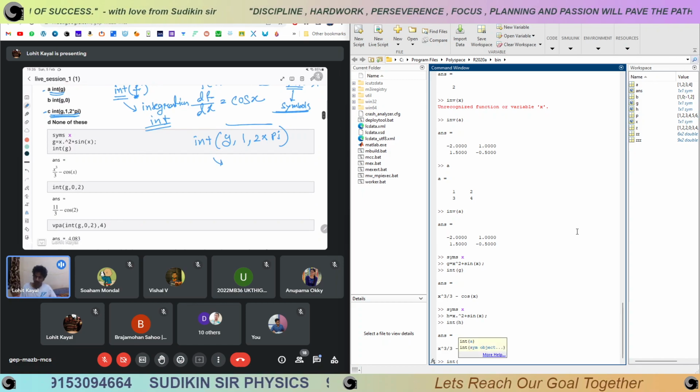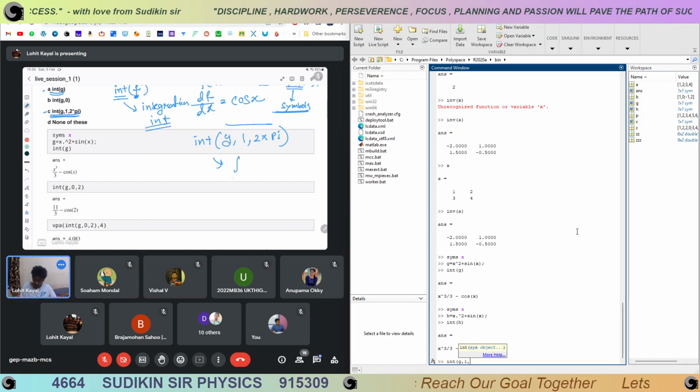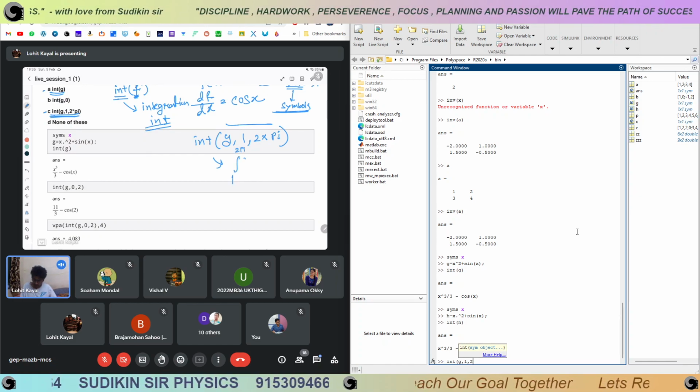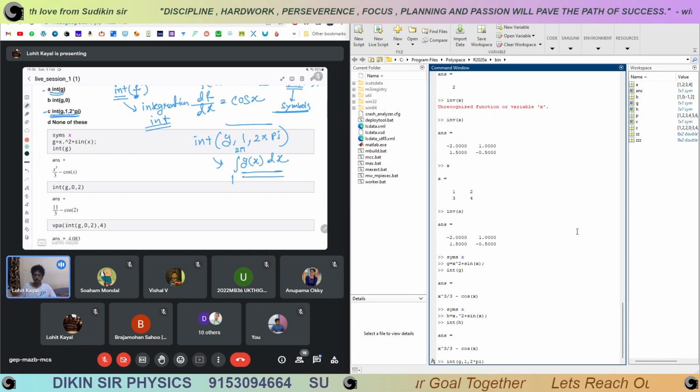So in our common mathematics language, what will be the interpretation? The interpretation will be the integral from 1 to 2 pi of g(x) dx. So this will be the correct interpretation.